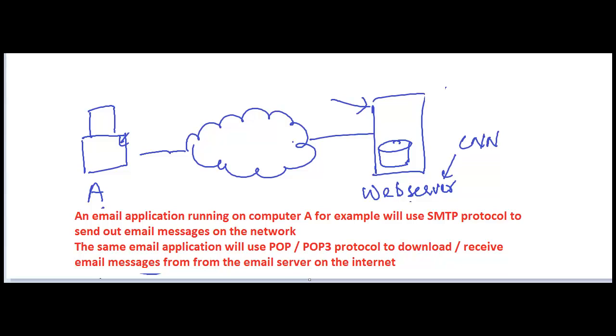So the key concept is that any application that wants to send or receive data over the internet or over a network will use some application layer protocol, and it is expected in the exam that you know the corresponding application layer protocol that an application is going to use. So for a web browser, the web browser uses HTTP or it uses HTTPS. The email application uses, for example, SMTP or POP or POP3. So it is expected that you can tell the corresponding protocol when an application is given.